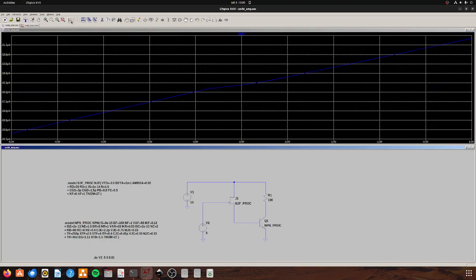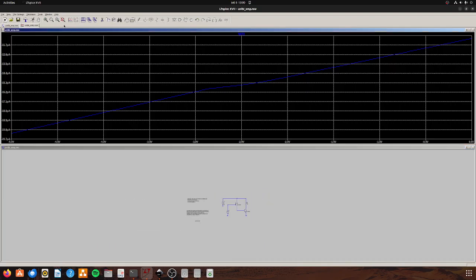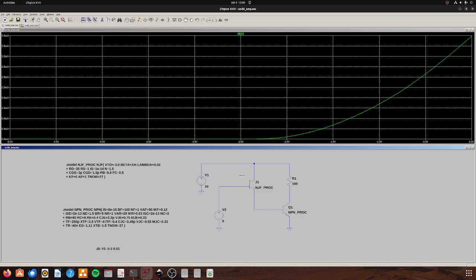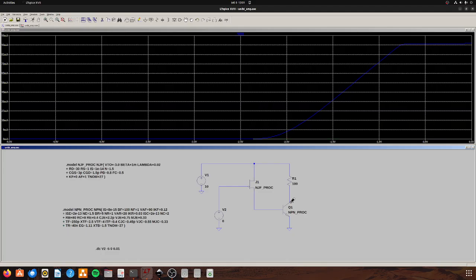So here we have it right there. And we can see that there is a gate current, but it is almost non-existent. This is very important, so it means that the input impedance is almost infinite. Now we check the current of the transistor. So this is the drain current of the JFET. And now we check the current of the bipolar.